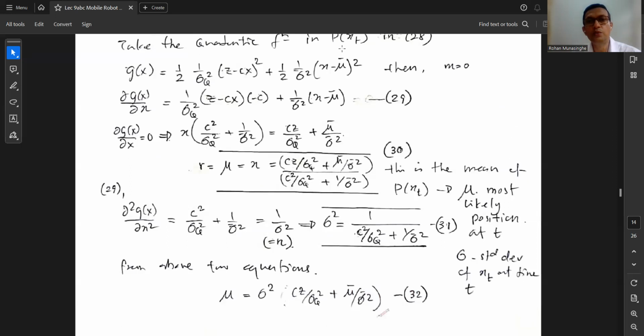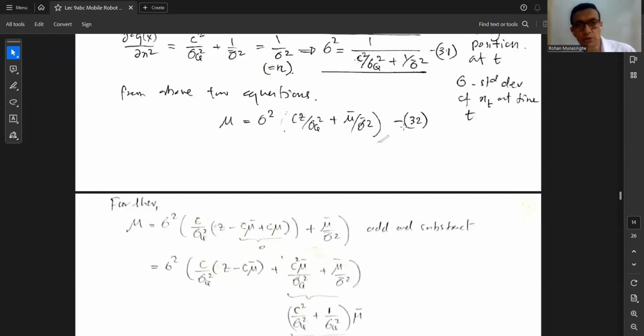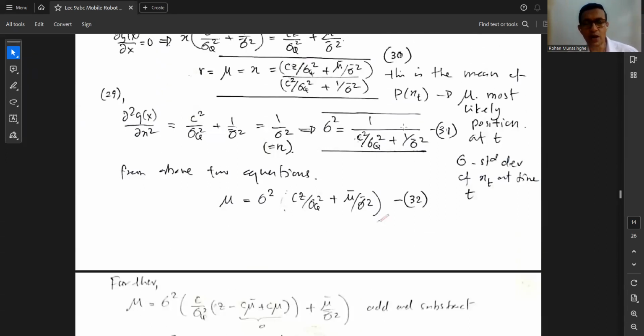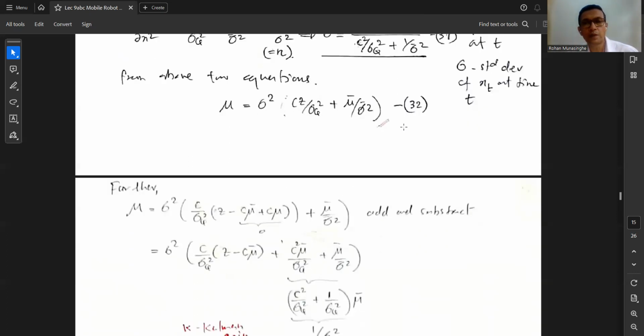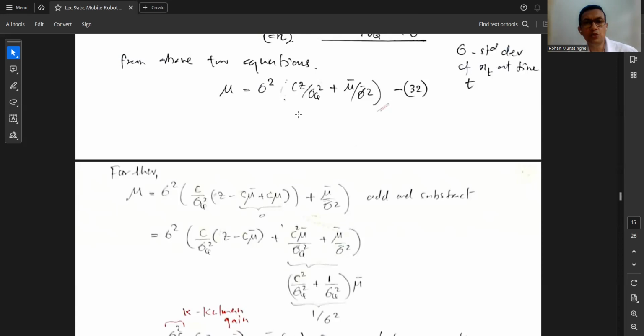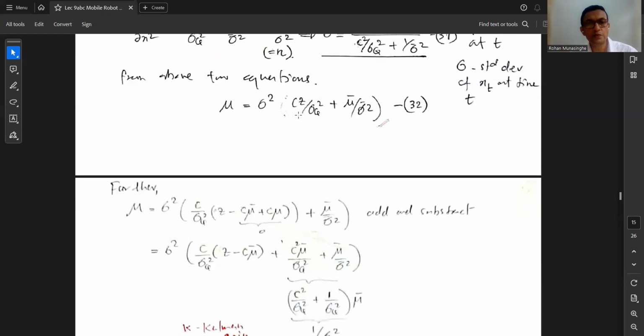Is everything clear up to now? Now, why we write equation 32 here is not because 30 and 31 are not adequate, but it's for something else, right? So look at equation 32, where you write the mean value of the robot after correction, using the standard deviation. Now you're combining standard deviation and the mean together in one equation, 32.